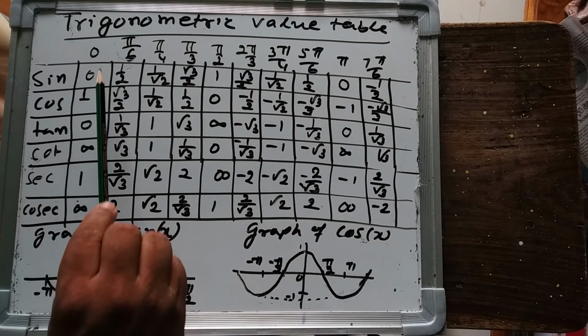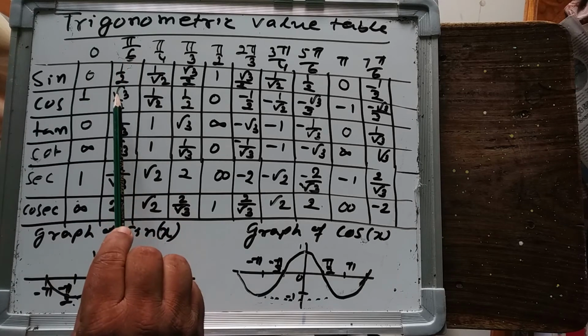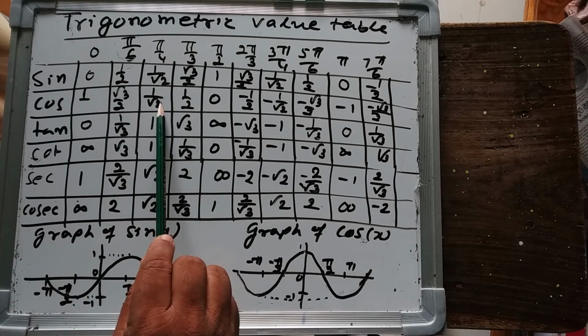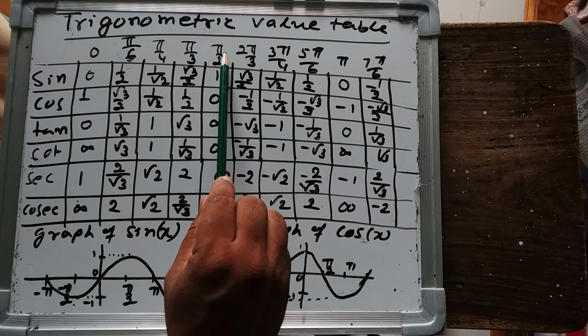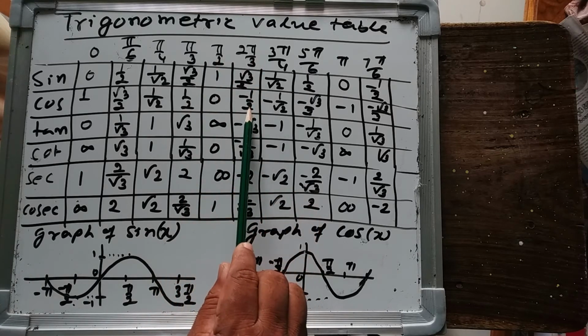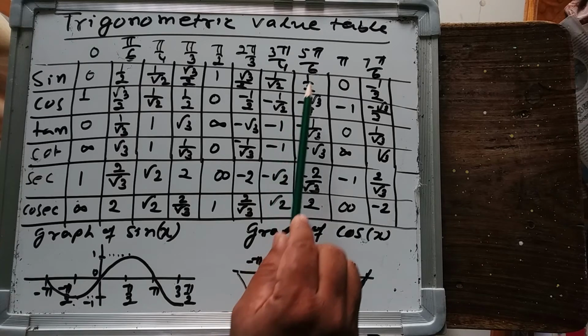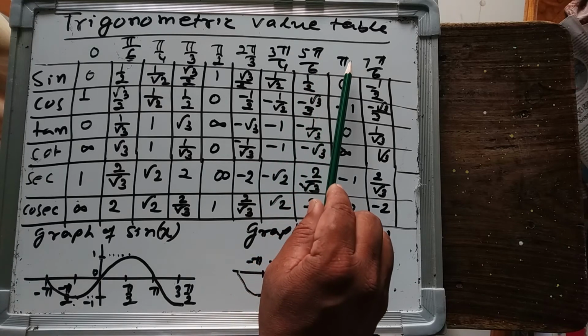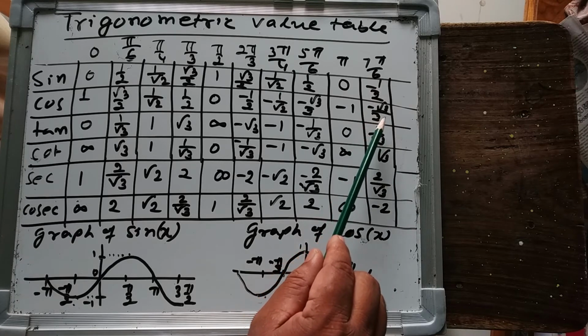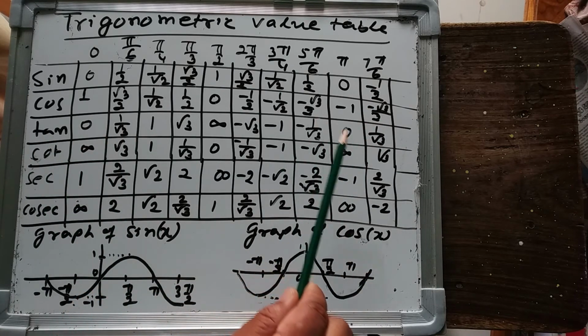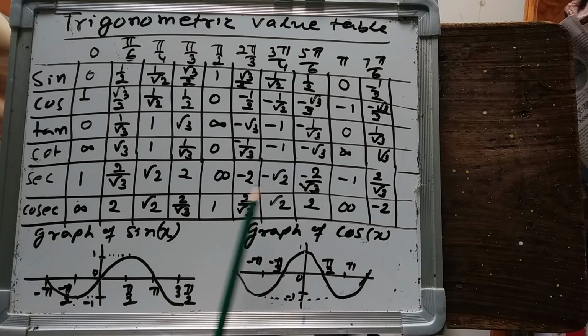Cos 0 is 1, cos pi by 6 is root 3 by 2, cos pi by 4 is 1 by root 2, cos pi by 3 is 1 by 2, cos pi by 2 is 0, cos 2 pi by 3 is minus half, cos 3 pi by 4 is minus 1 by root 2, cos 5 pi by 6 is minus root 3 by 2, cos pi is minus 1, cos 7 pi by 6 is minus root 3 by 2. In this way I have written the table.